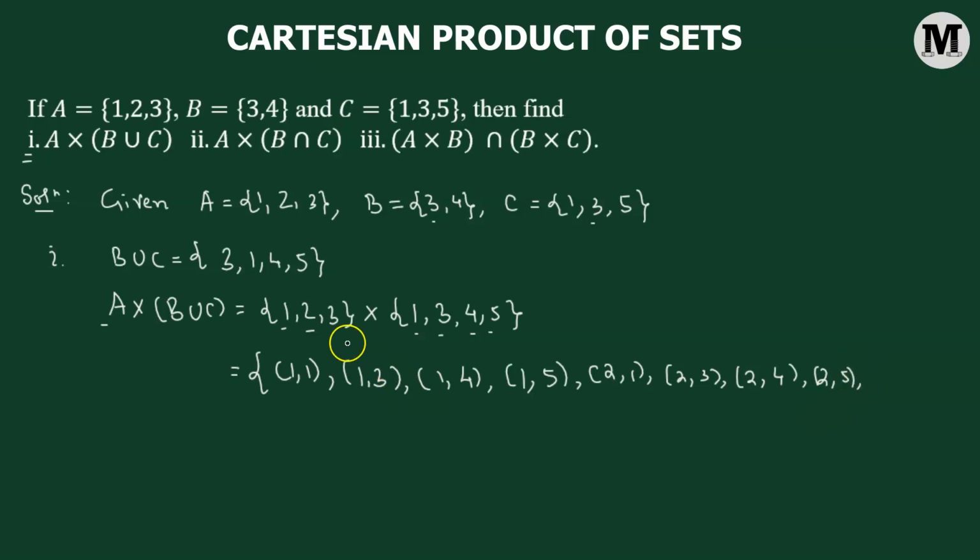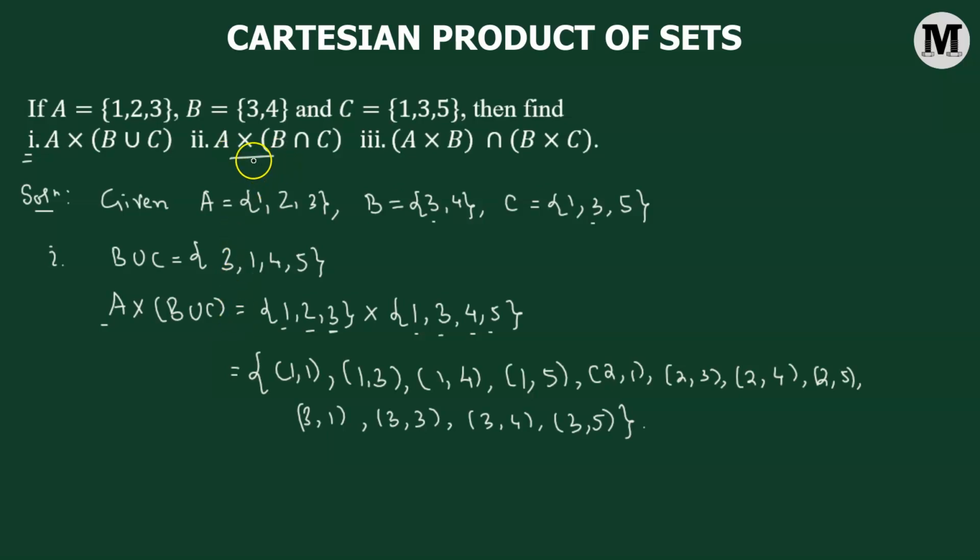And then we have the third element of set A, which is 3, and we're going to form an ordered pair with the elements 1, 3, 4 and 5. So we have 3, 1. Then we have 3, 3. Next we have 3, 4. Next we have 3, 5. So this is the Cartesian product of the set A with B union C. Okay, let's go to the second part.